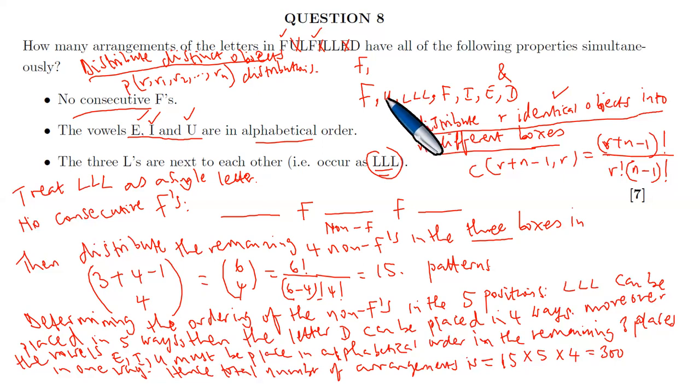Okay, so somebody counts U, I, and E as one thing because they must be together. They must be in alphabetical order. And obviously, you have the L too, and you have the D, three. And now they must be put in the three boxes. So that's fine. And then we proceed to say, determining the ordering of the non-Fs in the five positions. We counted a total of five positions, one, two, three, four, five positions.